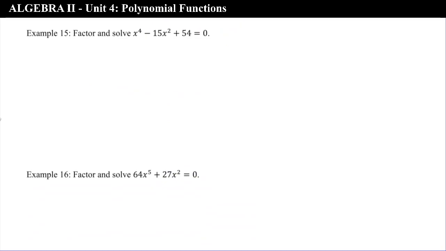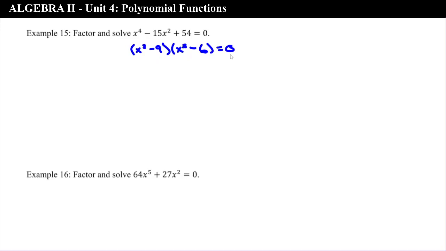Example 15 also looks like a quadratic form. We got 3 terms. So let's factor this. Two numbers that multiply to give us 54, add to give us negative 15. Those factors are x squared minus 9 and x squared minus 6. So minus 9 and minus 6 are the factors that we use here.